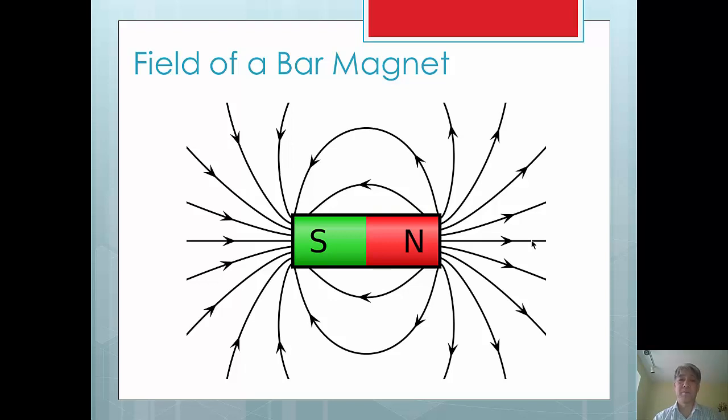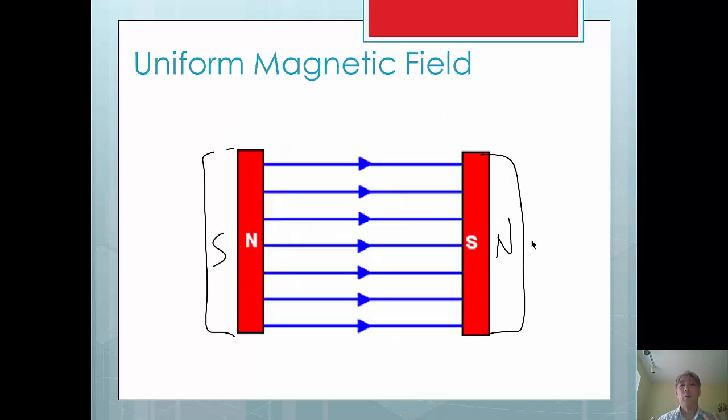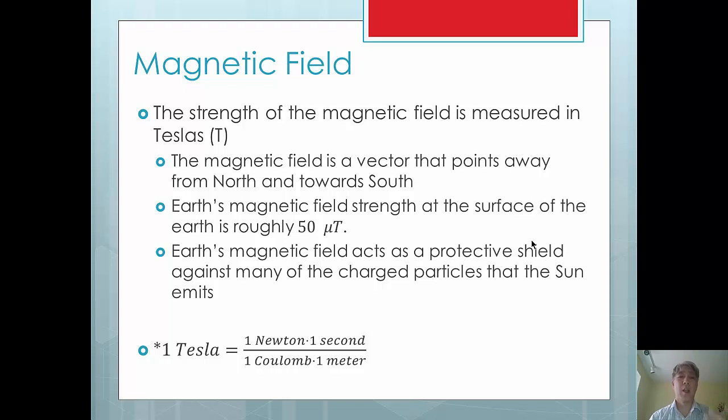and cell division. Similarly to electric fields, we can have uniform magnetic fields where I have a north magnet facing a south magnet. The magnetic field is measured in teslas. Earth's magnetic field at the surface is roughly 50 microteslas, just to give you a sense of how strong Earth's magnetic field is.